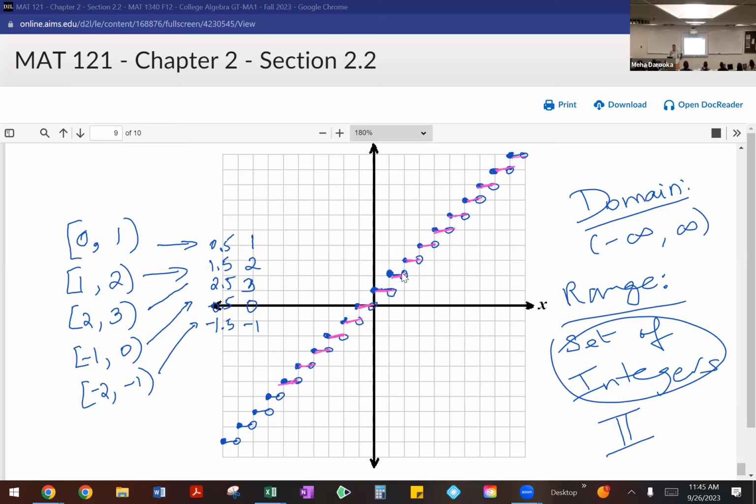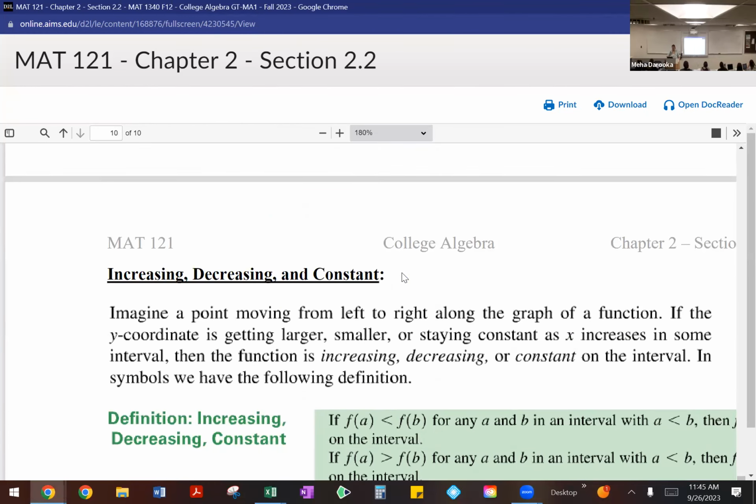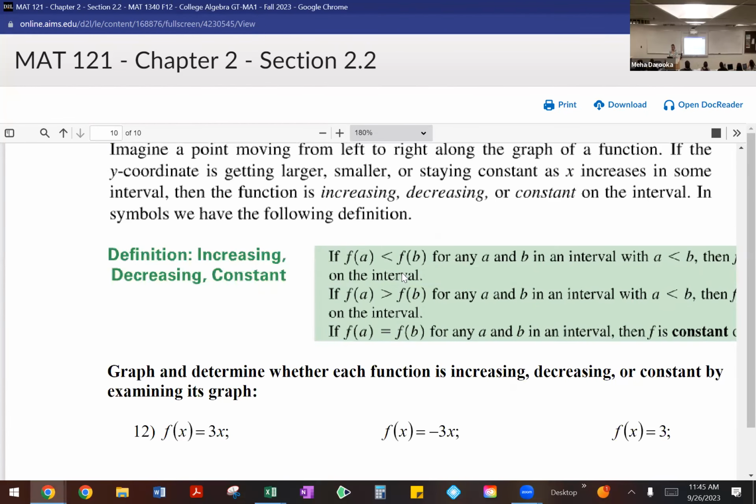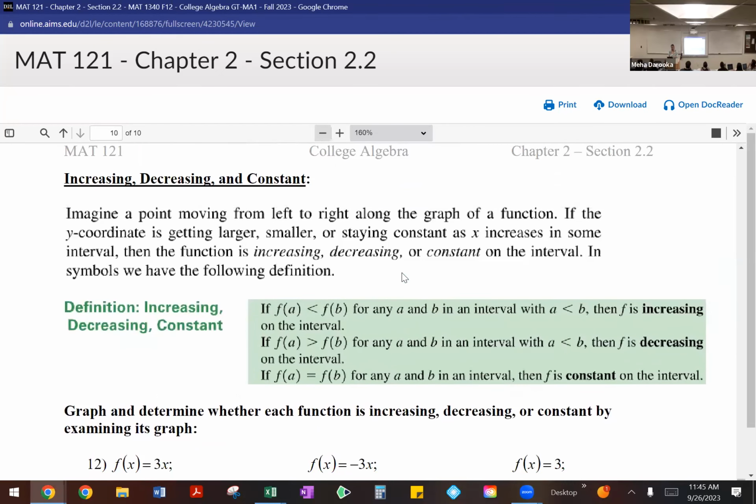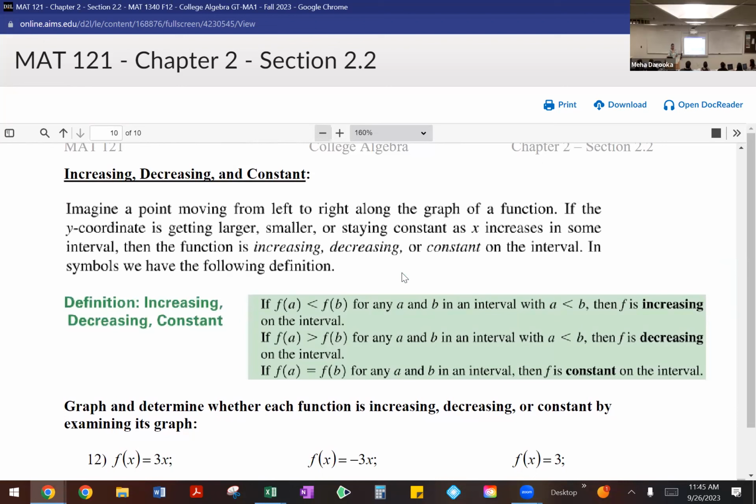Okay, let's save this guy. And let's see what I see. All right, so here's the last part on this section here. And this is talking about where your function is staying constant, where it's increasing, where it's decreasing.